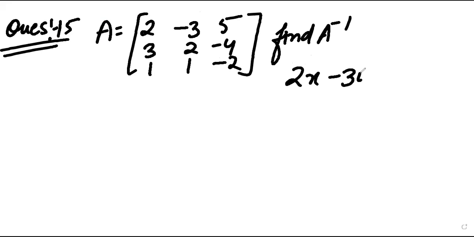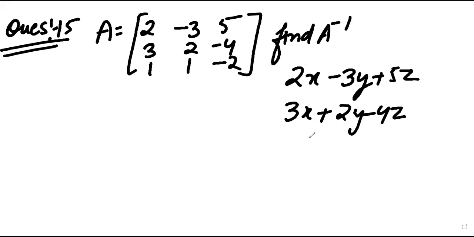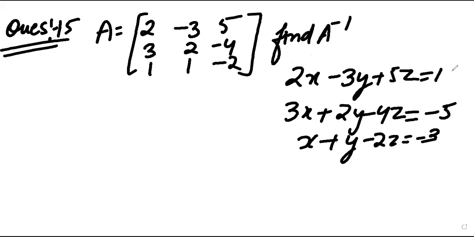And then see this one. 2x minus 3y plus 5z. Here 3x plus 2y minus 4z. And this one x plus y minus 2z, that is equal to minus 3. This is equal to minus 5 and this is 11. Okay. So these types of questions are very interesting and these are important also.